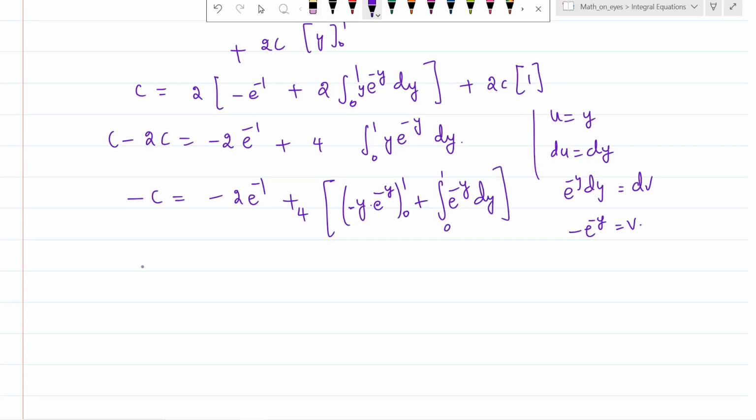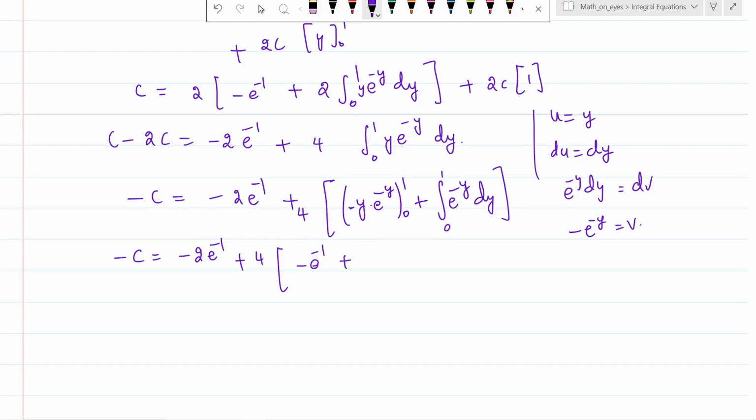Limit is from 0 to 1. So minus c equals minus 2 e power minus 1 plus 4 times, when you apply the upper limit, we have minus 1 e to the power minus 1. So minus e to the power minus 1. When you apply the upper limit, we get minus e power minus 1. When you apply the lower limit, we get 0, plus integral e to the power minus y.